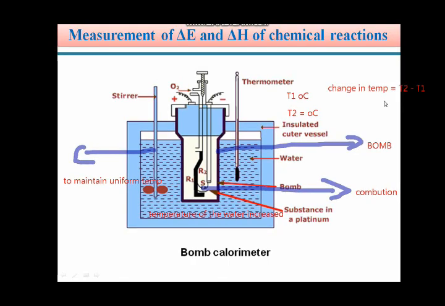With this change in temperature, we can easily calculate delta E, the change in internal energy. After recording this change in internal energy, delta E, we can also calculate delta H. In the module 3 video, we determined delta H is equal to delta E plus P delta V. With that formula, we can rearrange and easily calculate delta H. How we calculate delta E and delta H with the help of the bomb calorimeter, we can see in the coming slide.